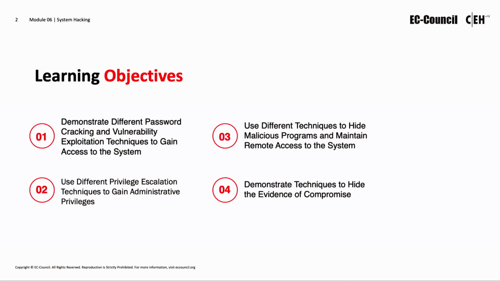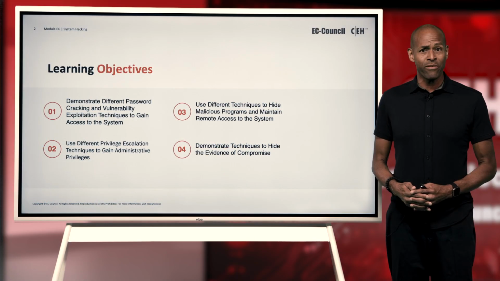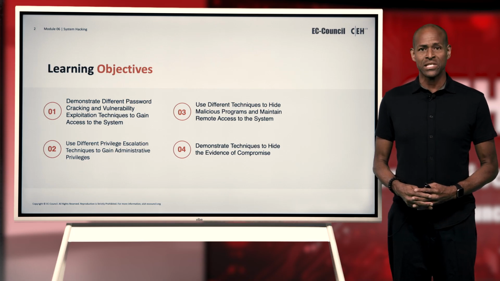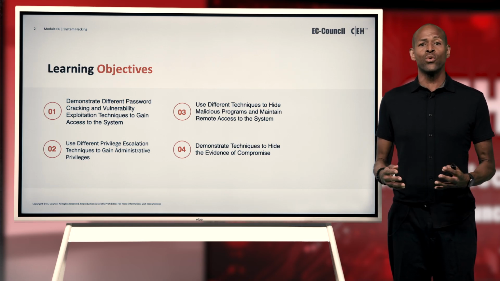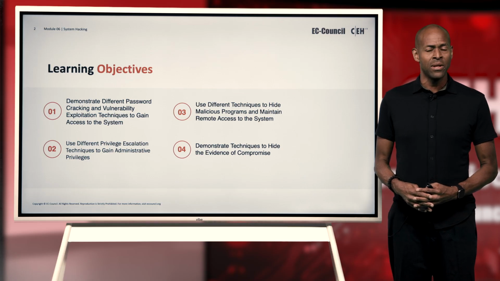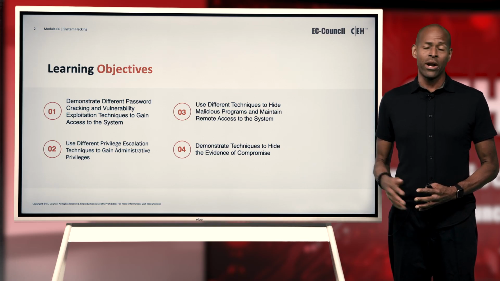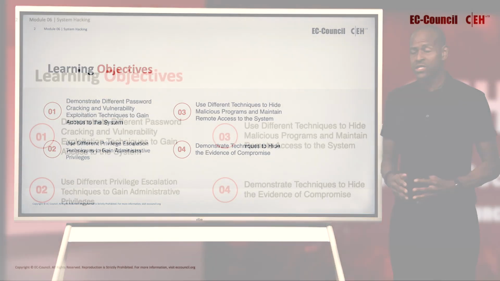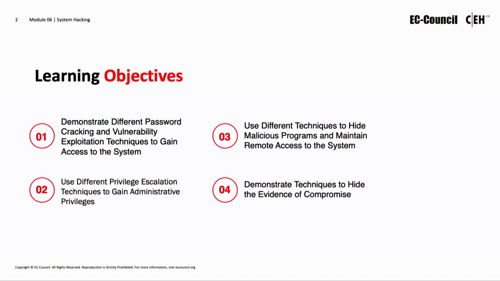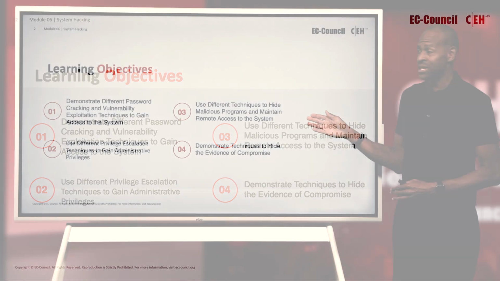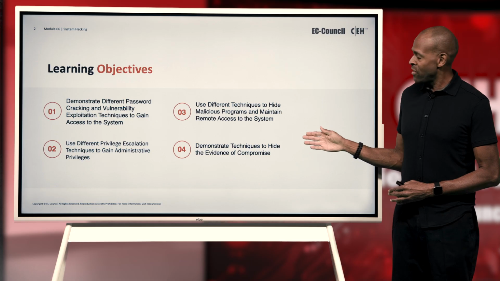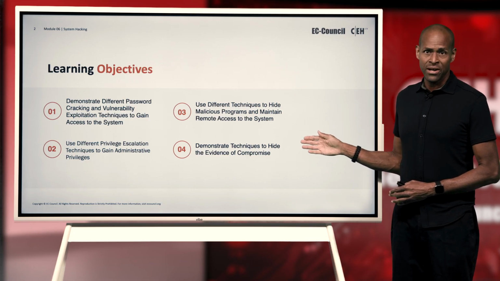In this section, we're going to use privilege escalation techniques to get administrative privilege. Often this is called going for root. We want root access. We want administrative access so that we can do whatever we want on that system, leading us to be able to do whatever we want on the entire network. Next, we're going to go into learning objective number 3. We're going to try to hide the malicious activity and maintain remote access to the system. And then finally, we're going to hide evidence of compromise.